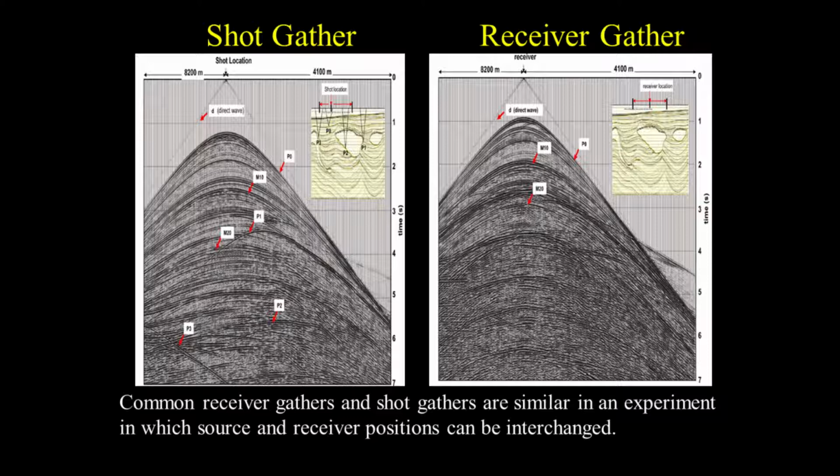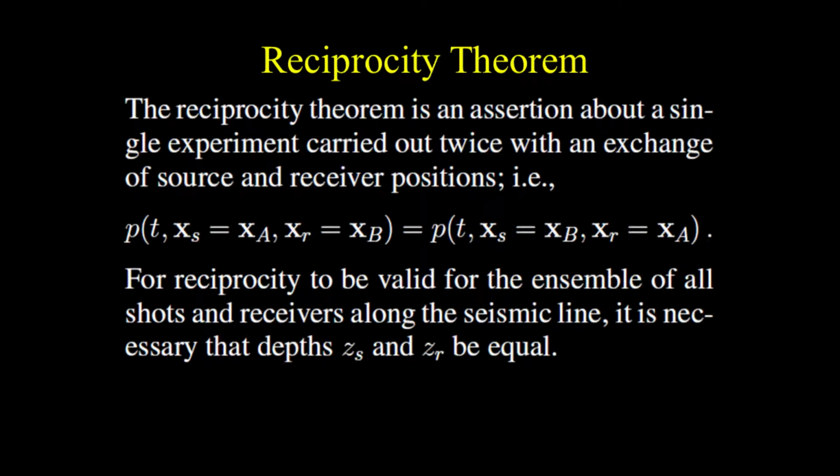We can see that common receiver gathers and shot gathers are quite similar in an experiment in which source and receiver positions can be interchanged based on the reciprocity theorem, as in the towed streamer experiment. The reciprocity theorem is an assertion about a single experiment carried out twice with an exchange of source and receiver positions. That is as follows.